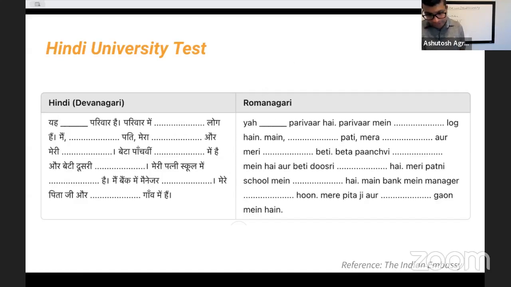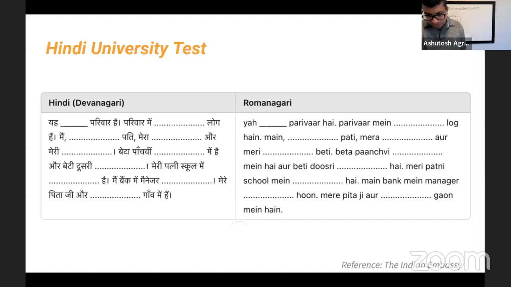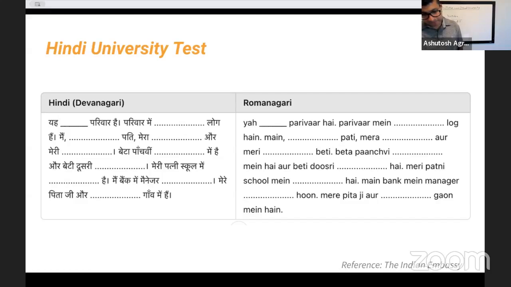Okay, last one. Here also you can be creative. Palan ji, what did you write in this one? मेरे पिताजी और मेरी माताजी गांव में है, गांव में रहती है. Either is fine. And what does it mean? My father and my mother are in the village, staying in the village. Okay, either is fine. Any question on this one?